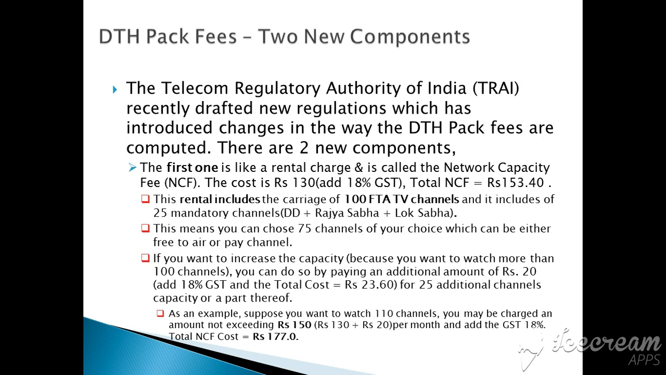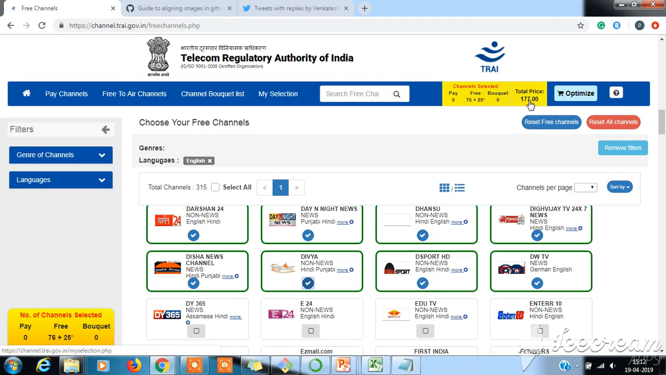So the network capacity fee for the next 25 additional channels would be 23 rupees 60 paisa in addition to 153.40, which will be 177 rupees, and that is what you have seen in the channel selector tool application as well. So here it is 177.